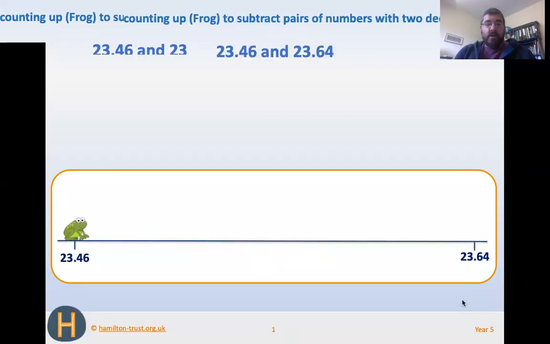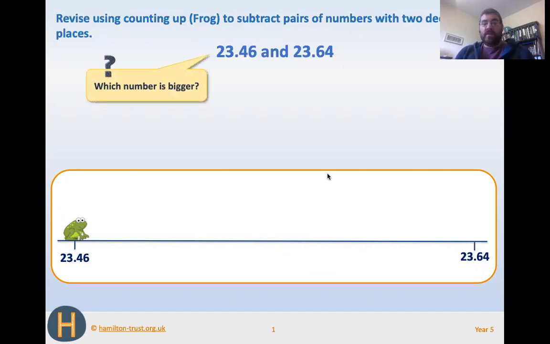So we're going to start by thinking about subtraction. We're going to have a look at a PowerPoint presentation and think about how we could subtract some numbers together, and then you can have a go at the activity. So you've got two numbers here: 23.46 and 23.64, right at the top of the screen. The first task is to think about what is the biggest number.